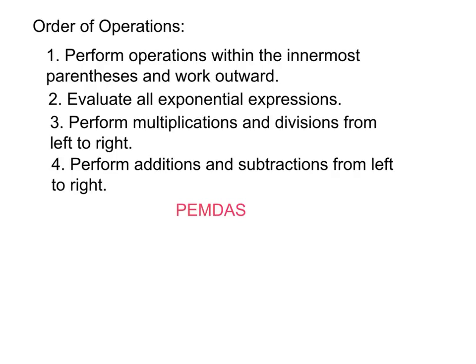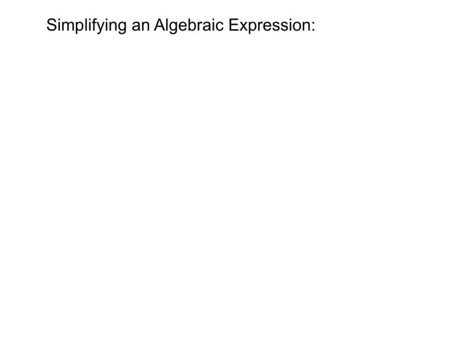So how are we going to use the order of operations to simplify an algebraic expression? So let's look at an example. 6 times the quantity 2x squared plus 4x, plus 10 times the quantity 4x squared plus 3x. So the first step I'm going to do is to distribute, because I can't combine anything inside the parentheses, so I'm going to distribute the 6 and distribute the 10.